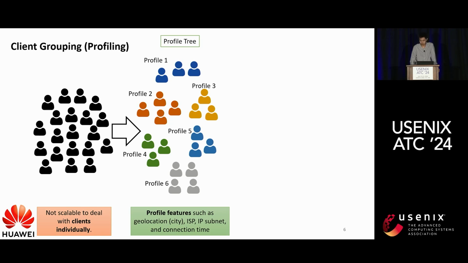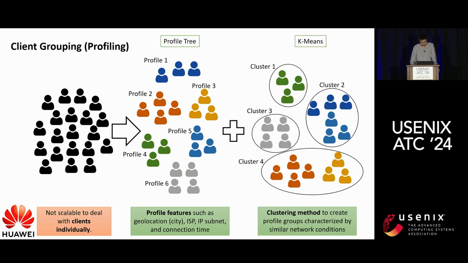Initially, we use fixed features to group requests into profiles. Profile features such as geolocation, ISP, IP subnet, and the connection time. However, profiles may result in a smaller number of samples, which is suboptimal for training. To address this, we use a clustering method to create profile groups characterized by similar network conditions. Therefore, we can allow for joint training and address the scalability issue.